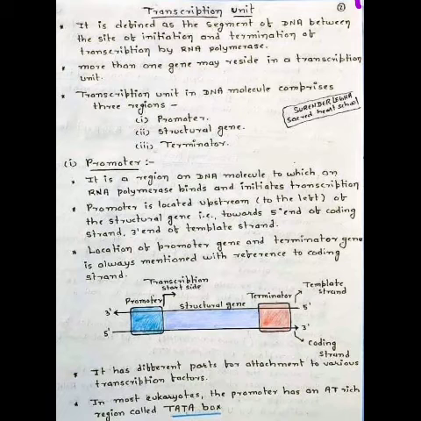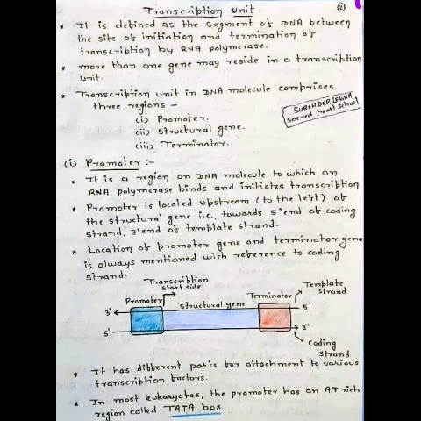Now the transcription unit is defined as the segment of the DNA between the site of initiation and termination of transcription by RNA polymerase. The promoter is the region on the DNA molecule to which the RNA polymerase enzyme has to bind. The promoter is located upstream, to the left of the structural gene, towards the 5' end of the coding strand, 3' end of the template strand, right? The location of the promoter and terminator is always mentioned with reference to the coding strand. Now look at the diagram, you can easily locate the promoter, right?